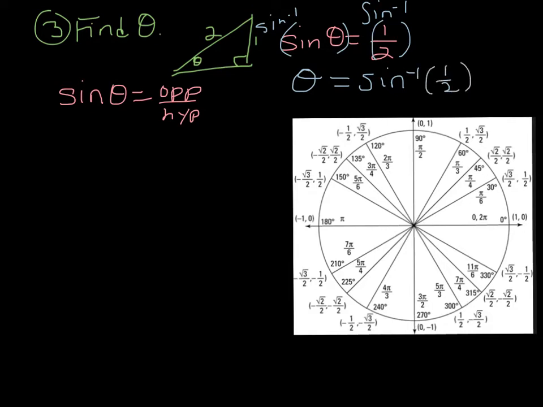Now you solve that problem, as with the previous one, by looking at your unit circle. You'll find that the theta is going to happen when our y value is 1/2, which is going to be right here at 30 degrees, or pi over 6. So that's one way that we actually are going to use it.